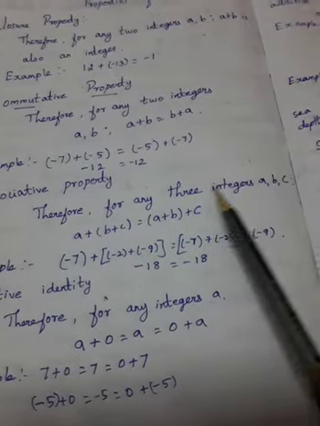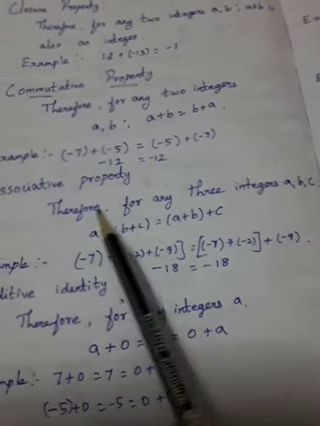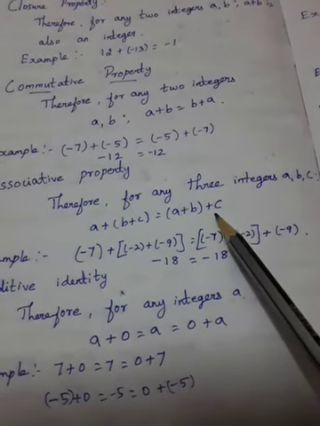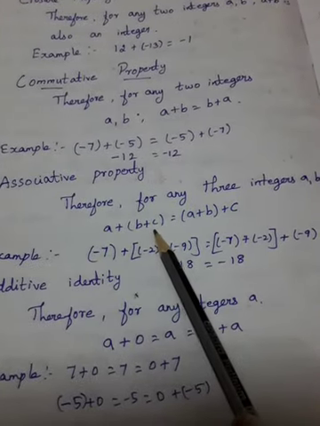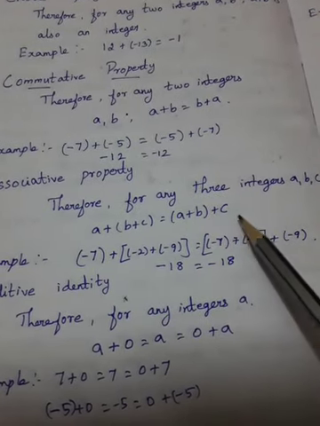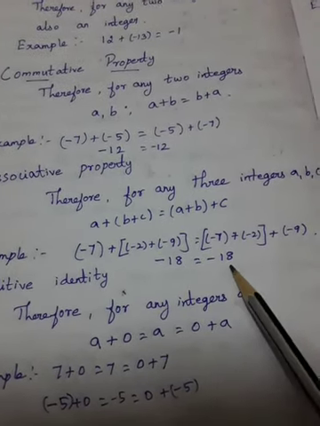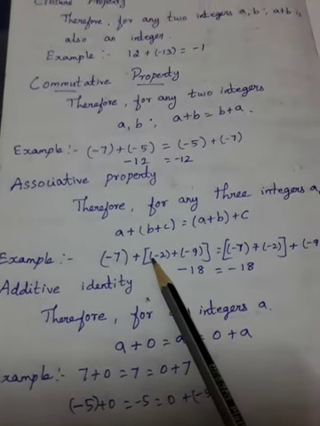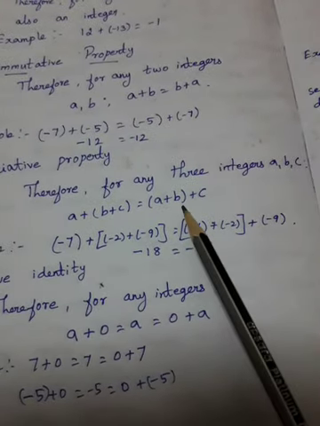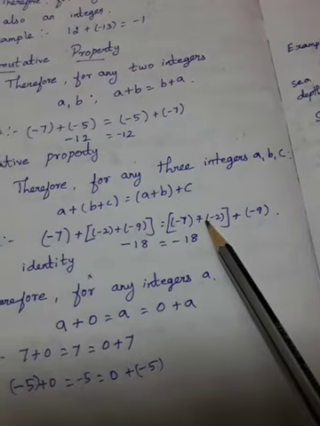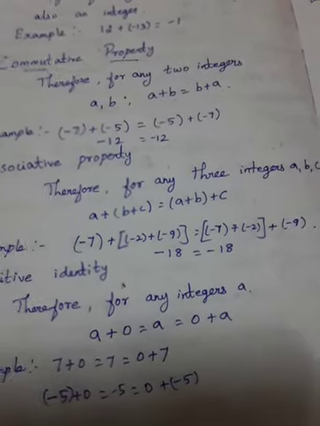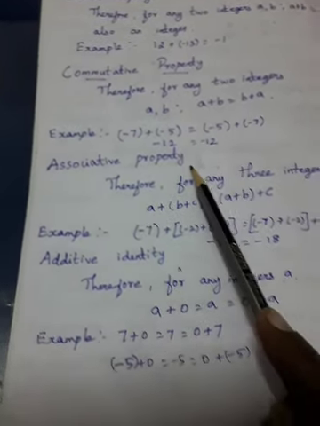For any three integers a, b, c, a plus b plus c is equal to a plus bracket of b plus c. That means first we add b plus c and then we add a. Here, first we add a plus b and then we add c. But our answer should be the same. For example, minus 2 and minus 9, first we add and then we add minus 7. Here we change the order and add minus 7 plus minus 2, first we add and then we add minus 9. But our answer should be the same. That is the associative property.